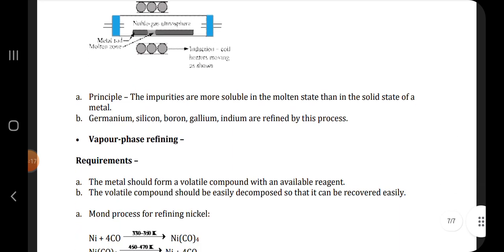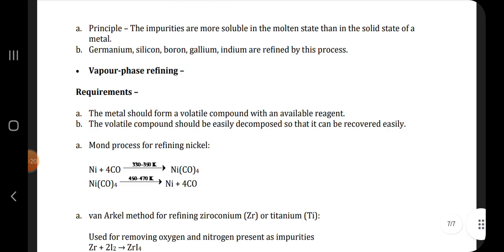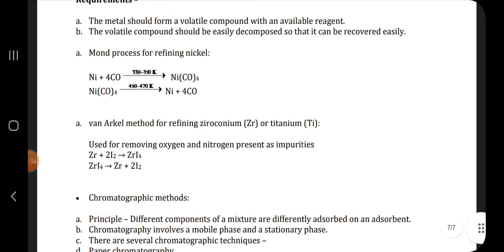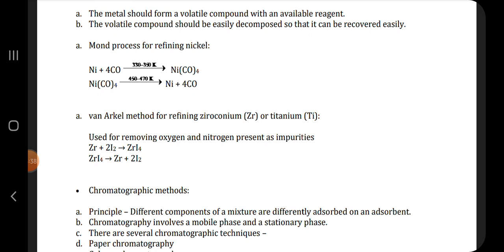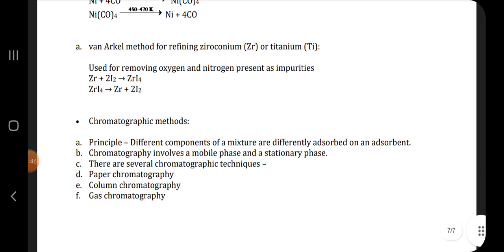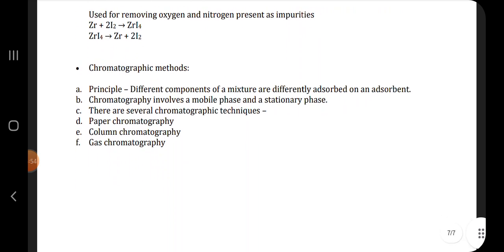Then zone refining. First, the principle: the impurities are more soluble in the molten state than in the solid state of the metal. Then germanium, silicon, boron, gallium, indium are refined by this process. Then vapor phase refining. The requirements are that the metal should form a volatile compound with the available reagent, and the volatile compound should be easily decomposed so that the metal can be recovered easily. Then the Van Arkel method for refining zirconium or titanium. It is used to remove oxygen and nitrogen present as impurities.